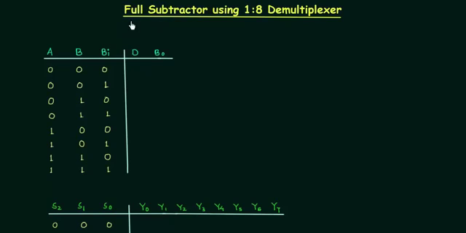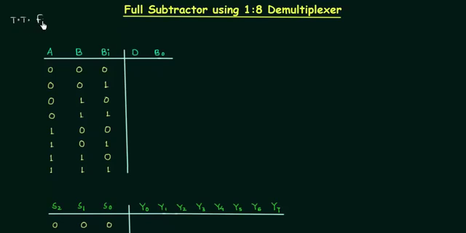In this lecture, we will try to implement full subtractor using 1:8 demultiplexer. First, we will find out difference and borrow output. Then we will move to implementation using 1:8 demux. This is the truth table for full subtractor.